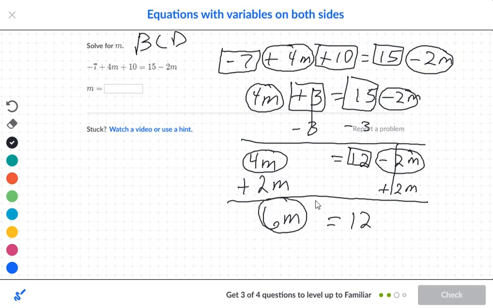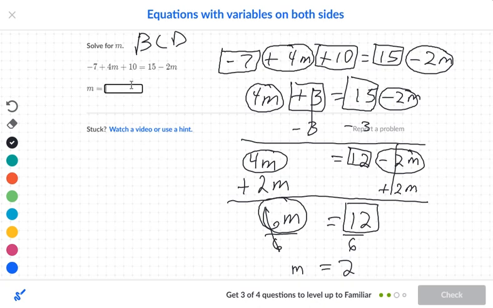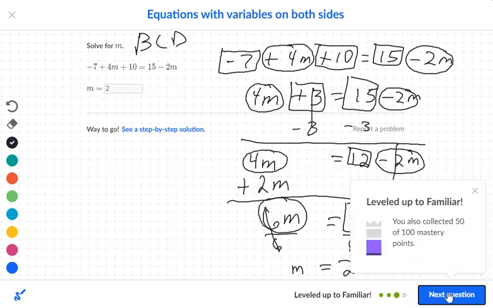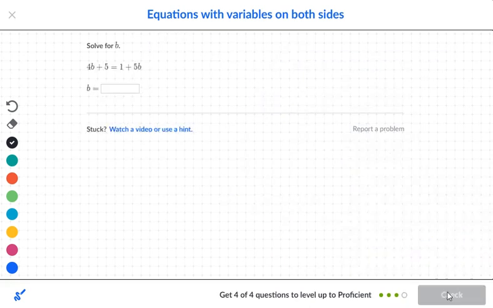Now if I check this, notice I have one circle equal to one box. So what's left to do is divide this by 6. So this will cross out. So it's now equal to a positive 2. So m should be a positive 2 for this problem here. Okay, let's go to the next question.